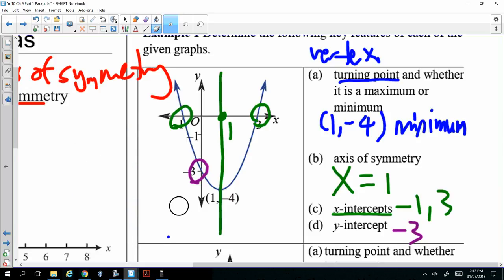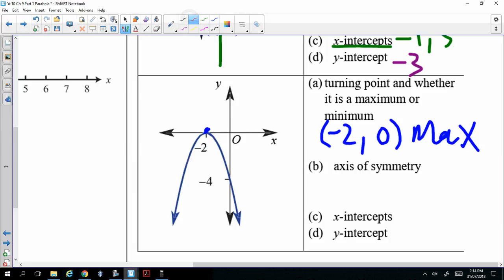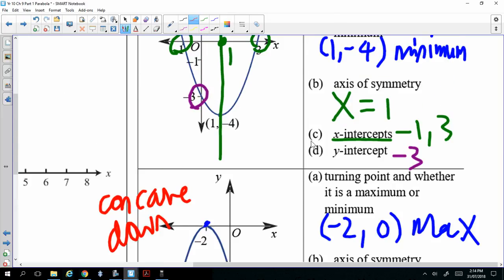Okay, let's continue. So let's look at the next question. Turning point, whether it is a maximum or minimum. What's the turning point? What's the coordinate? Anyone? -2, 0. Good. Is it a max or min? Maximum. So we call this parabola concave down. Any concave down parabola will have a maximum turning point. Any concave up parabola has a minimum turning point. So remember these keywords: concave up, concave down.